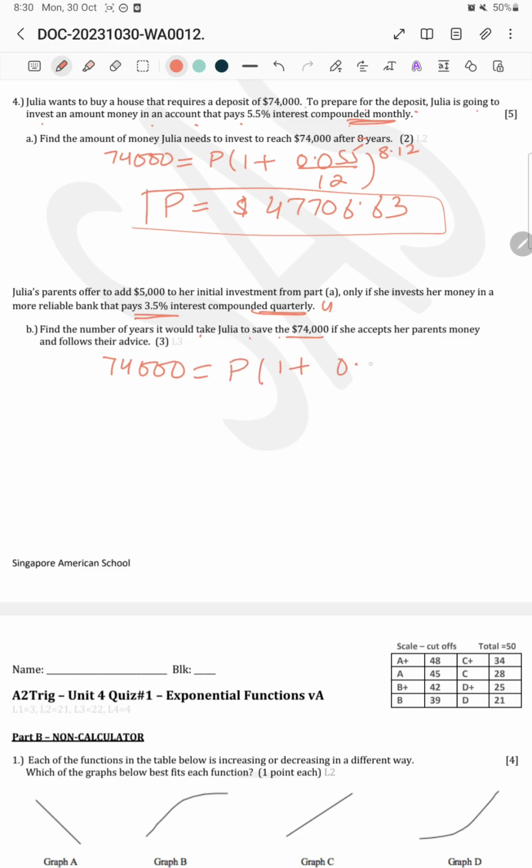1 plus 0.055 divided by 12, 0.035 divided by 4, compounded quarterly 4 into 40. And because we need to find the number of years, what is P over here?